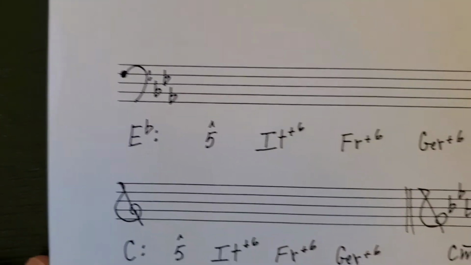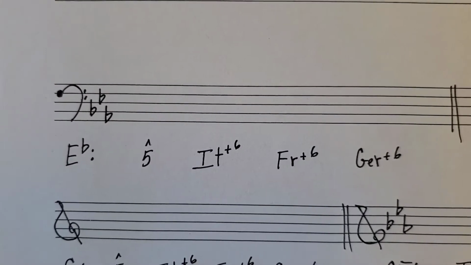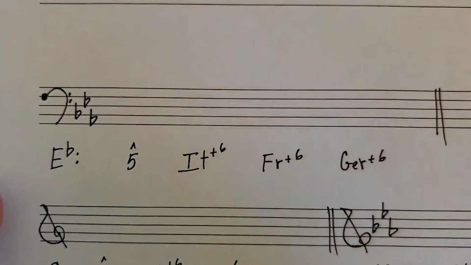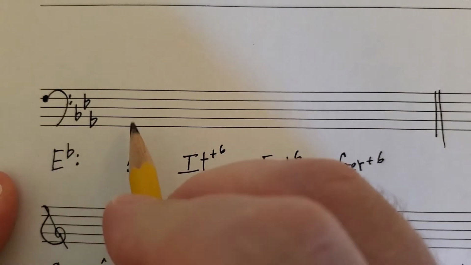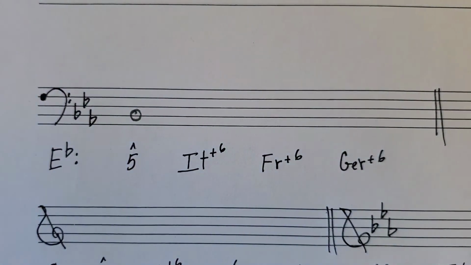All right, let's take a look at another example in another key. This is E flat major. So again, when you're spelling these chords, the first thing you want to think about is scale degree 5. So in the key of E flat, scale degree 5 is B flat. Here we are in the bass clef.